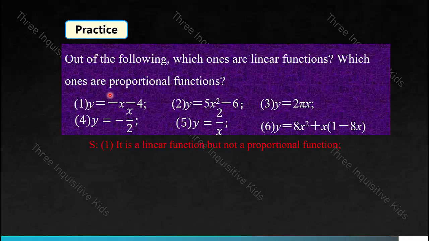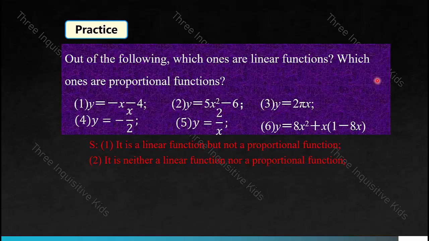Alright, so this first one, it is a linear function but not a proportional function. So why is it a linear function? Well, because x does not have a coefficient of 0, and it's to the power of 1. But it is not a proportional function because its constant term is not 0. Here its constant term is minus 4. If instead it was just 0, it would be y is equal to negative x, which means it would have been a proportional function.